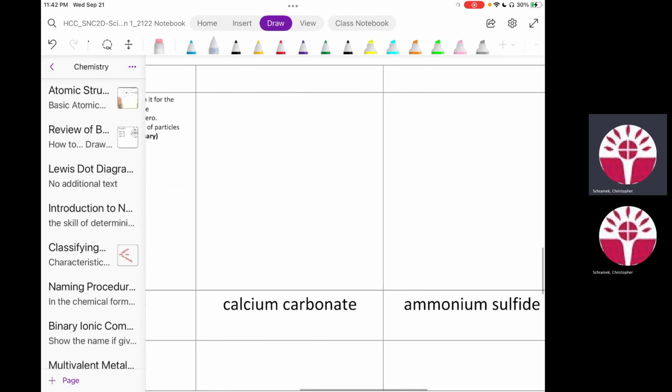Let's take a look at calcium carbonate. All right, calcium's the metal, and calcium has a charge of +2. And carbonate, let's draw that sucker out just for good practice, to remind yourself that it's not carbide, has a charge of -2.